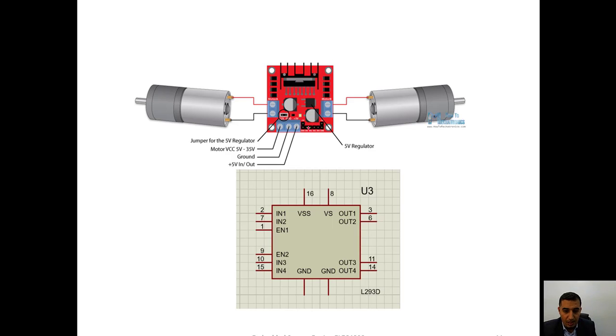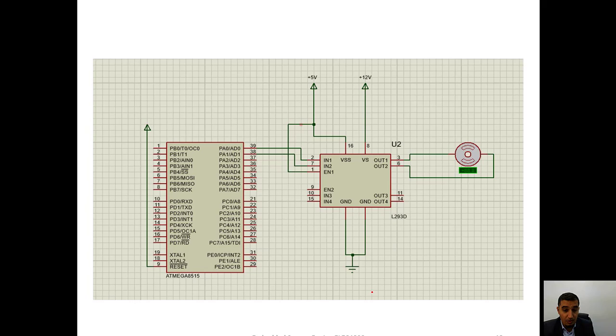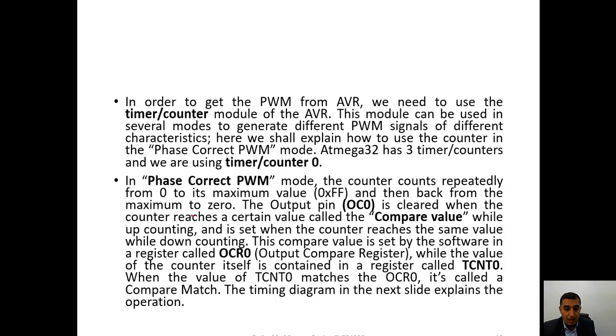So this is your H bridge, these are your two DC motors, and this is the L293D H bridge, which you already know because we have used it previously. This is a simple connection, and as you can see here, the enable is connected to VCC. Once the enable is connected to VCC, this means that the motor will be running at full speed all the time. What we want to do is to remove this and connect it to another output.